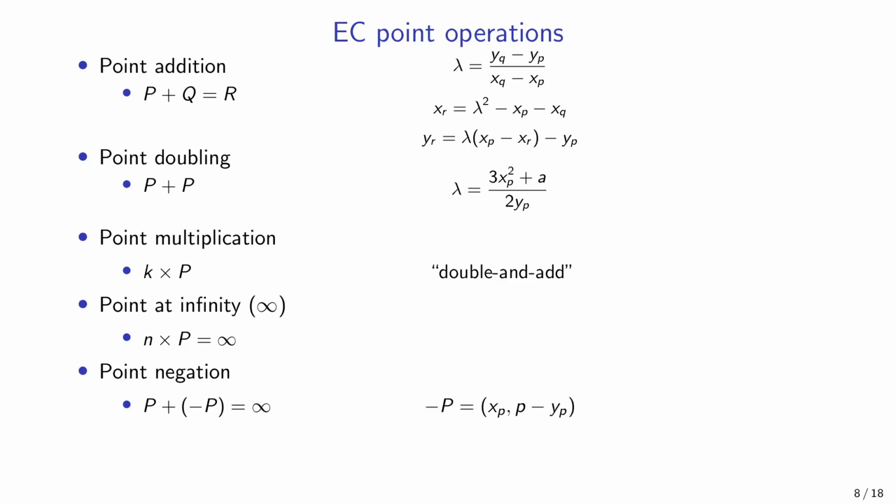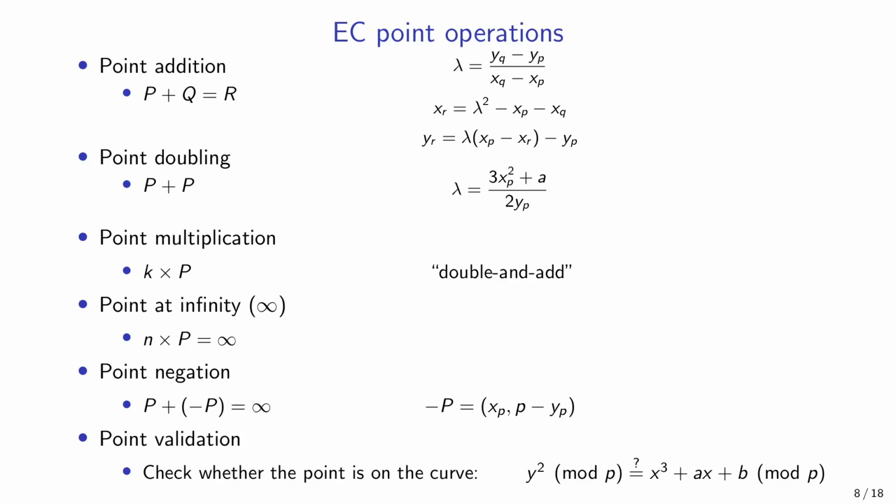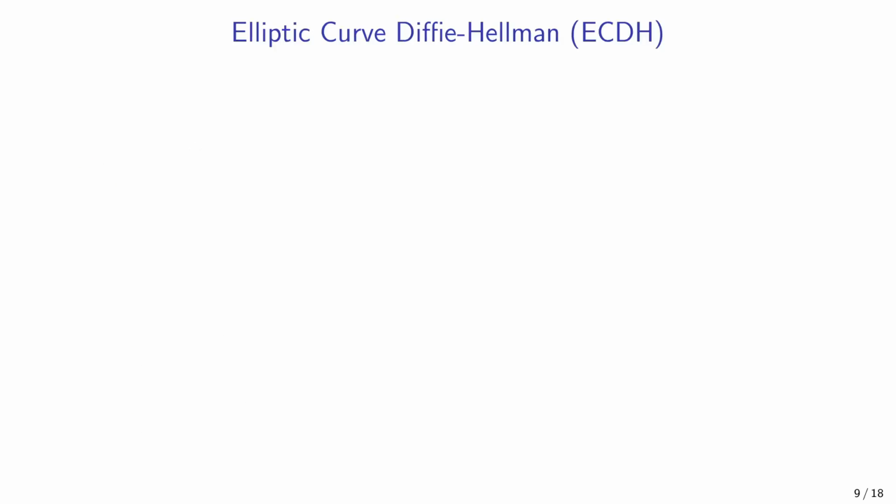We can negate a point easily by changing the y value, setting it to be the prime p minus the y value. Then we have point validation, which is simply checking whether the point is on the curve. To verify it, we simply put x and y of the given point into the elliptic curve equation, and if the equation is satisfied, then the point is on the curve. Okay? Okay, very good. Let's look at the elliptic curve version of the Diffie-Hellman key exchange algorithm.